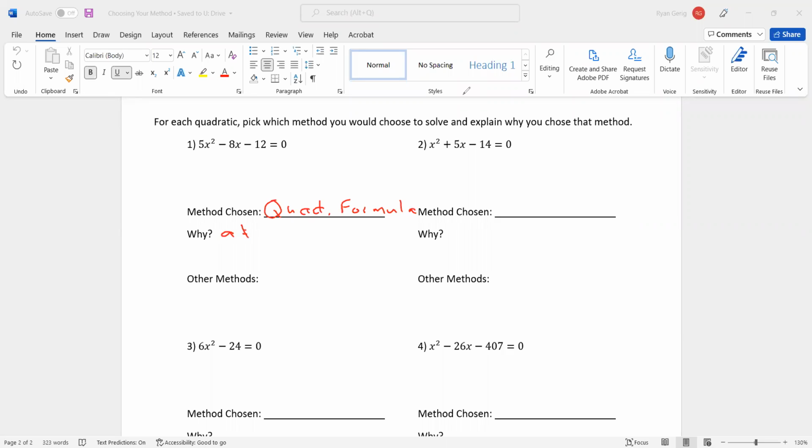That's my reasoning right there. A is not 1. And B is not 0. Okay, that's why I'm choosing quadratic formula.